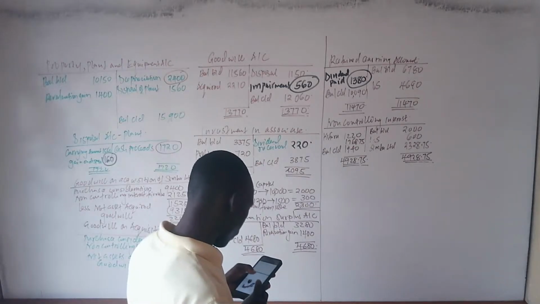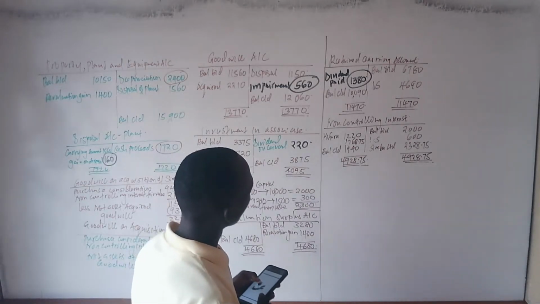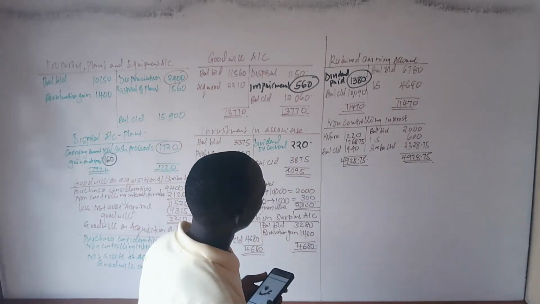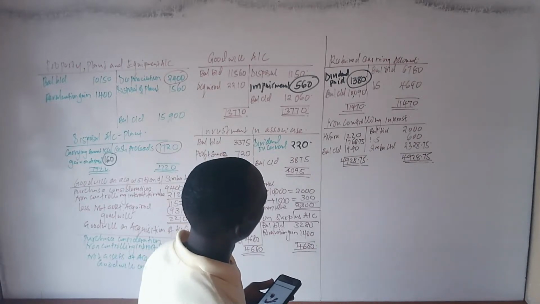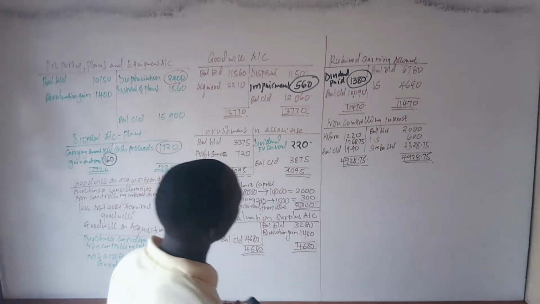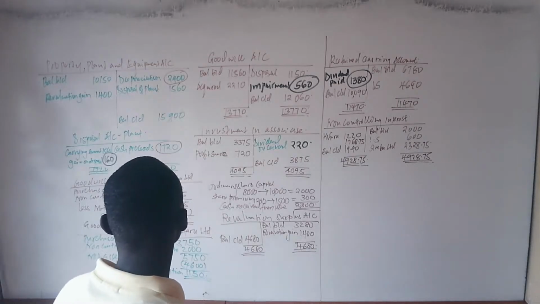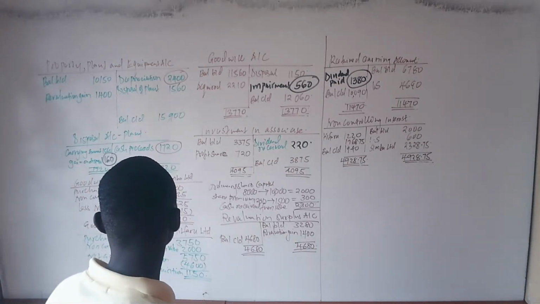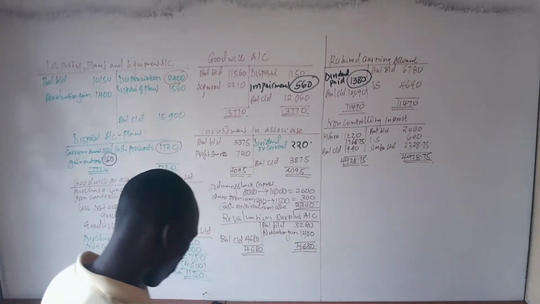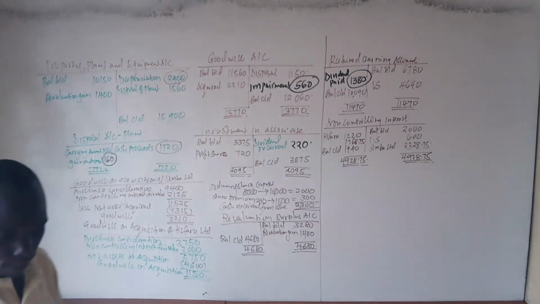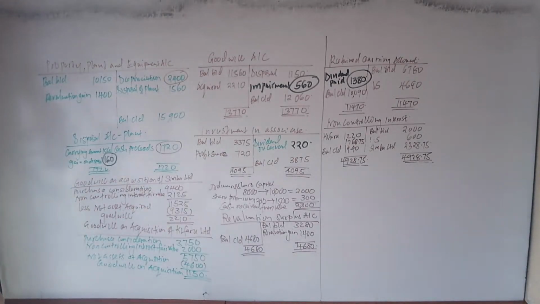So what is the 1700? Is it any dividends? Just a minute. When did we acquire this company? The company which was acquired, we acquired it in September 2024.